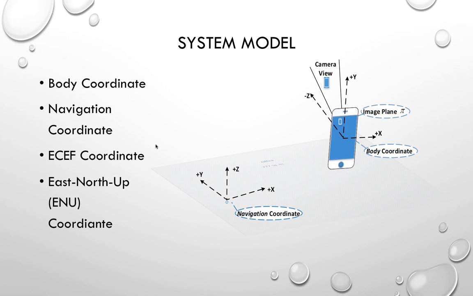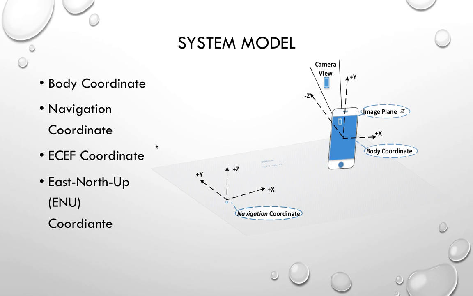Another coordinate is called the navigation coordinate. The navigation coordinate is the local absolute coordinate that you can navigate with, like a map of an indoor building or a map of your campus. The navigation coordinate is related to the east-north-up coordinate of the Earth. It is the local version of the ENU coordinate.